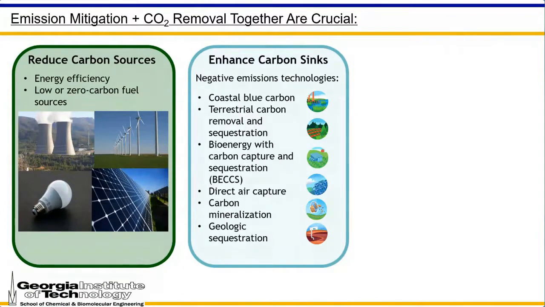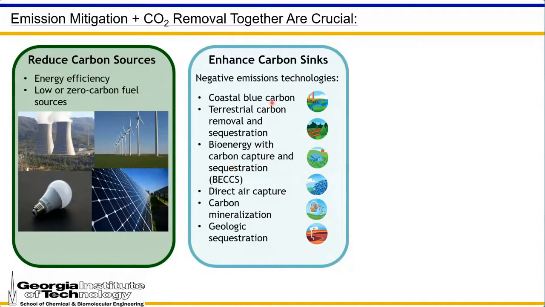So if we consider the ways we're going to tackle this challenge, there's two approaches that need to be coupled together. The first is emissions mitigation, where we reduce carbon sources, and the second is CO2 removal, where we enhance carbon sinks. So when we're reducing sources, we're taking improvements in energy efficiency as well as low or zero carbon fuel sources such as nuclear, wind, and solar. And then we can couple that with approaches that take CO2 out of the atmosphere in a permanent way.